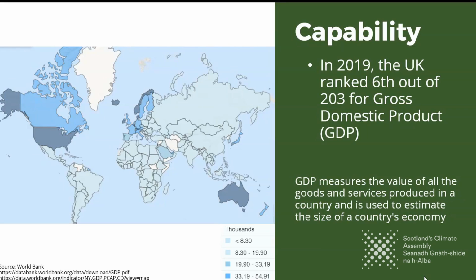And finally, we have to consider which countries can afford or are capable of making the changes needed. On this map, the darker shaded countries are wealthier in terms of gross domestic product. In 2019, the UK ranked 6th for GDP out of 203 countries. So some people feel that richer countries or countries that have the ability to cut emissions faster should do so.